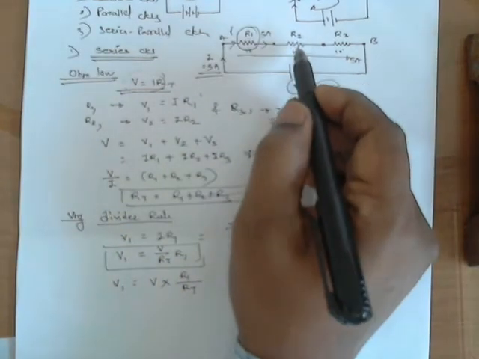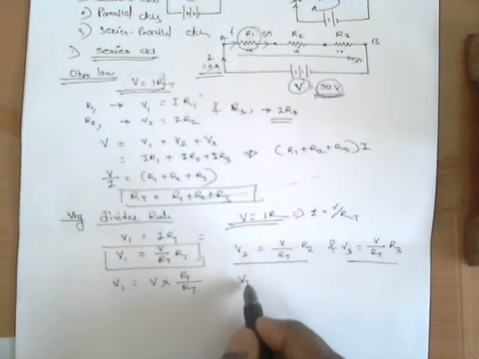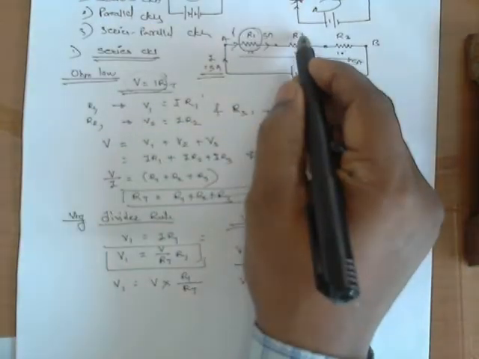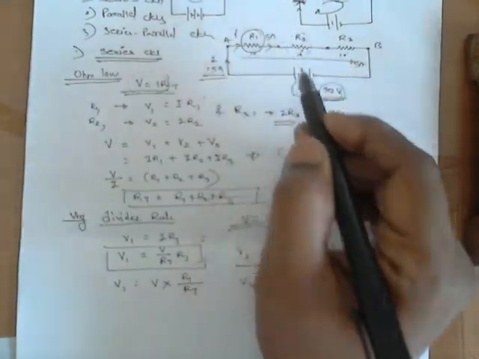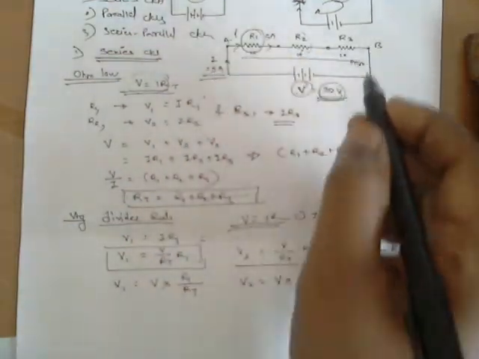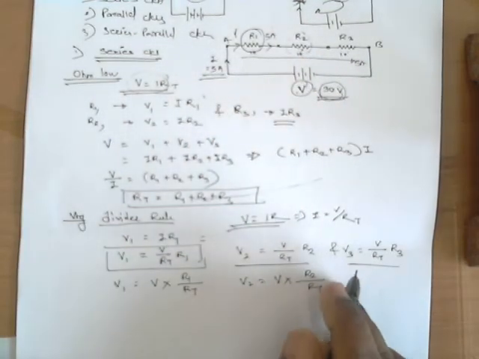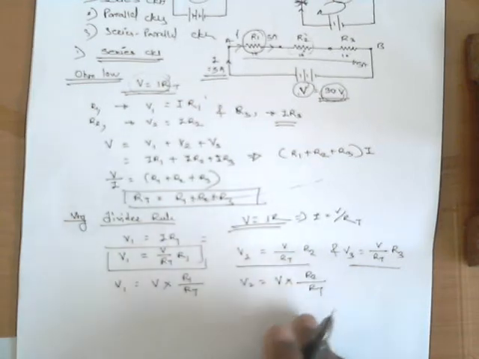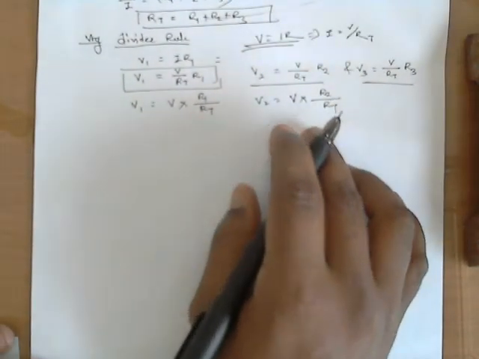Similarly, the voltage across this is V2 equal to the total voltage V into the resistance across which you are interested to find the voltage, that is R2, divided by total resistance RT. This is the voltage divider rule which you will require. Now next we will study a parallel circuit.